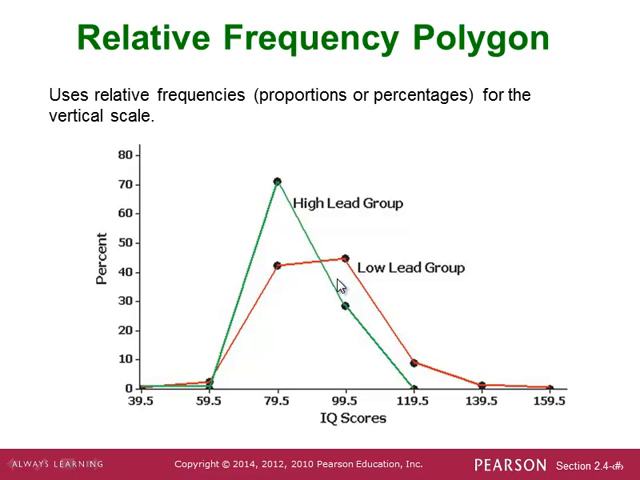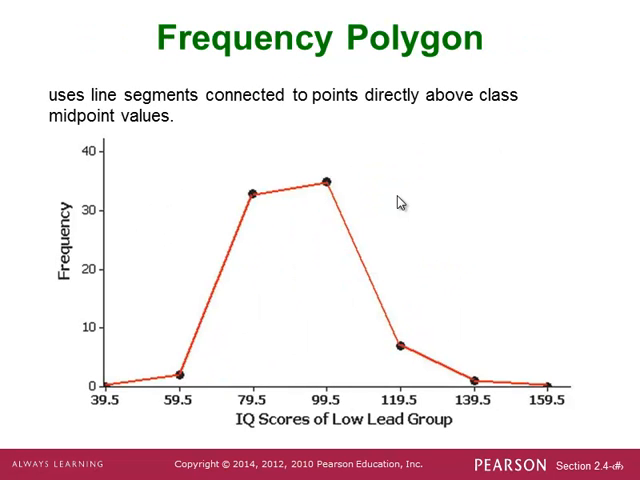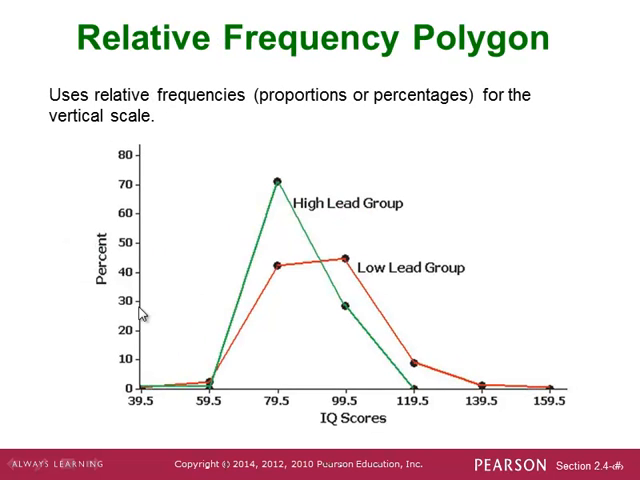We could even bring in 2 or more variables. Here we have high lead group in the green and the low lead group in the orange, and plot them on the same set of axes, IQ scores versus percent. Notice for this one, the frequency, the absolute frequency, was on the vertical. Over here we have percent. So this allows us to compare distributions of the two data sets.